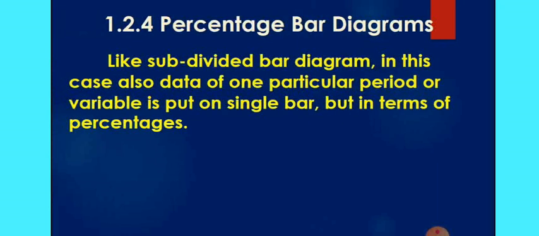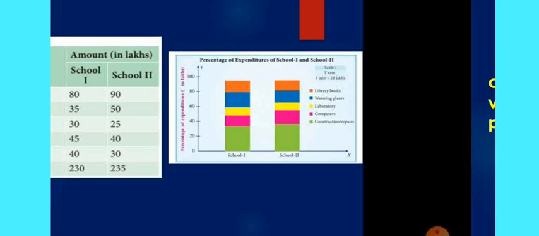Now after subdivision, the fourth one is percentage bar diagram. So it is nothing but it is like subdivided bar diagram only. The given data, what you do? Just you change it into percentage. So the same concept only, but you convert to percentage. That's the only difference. Let's see that example.